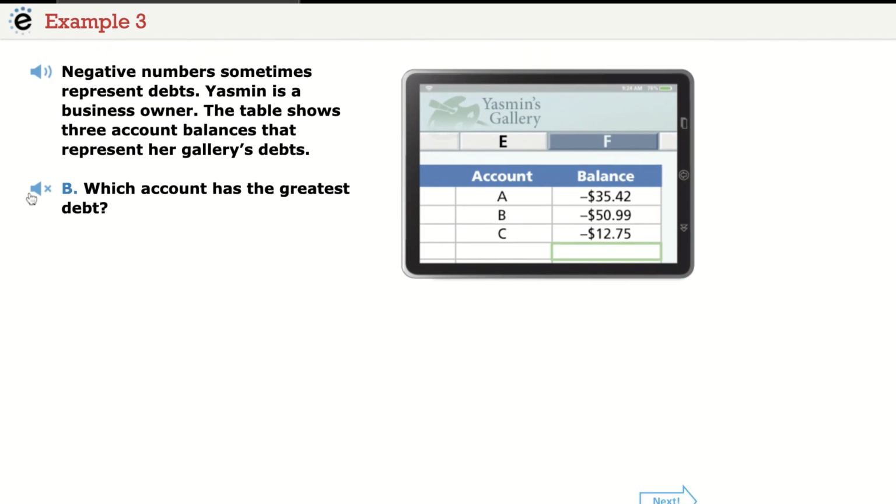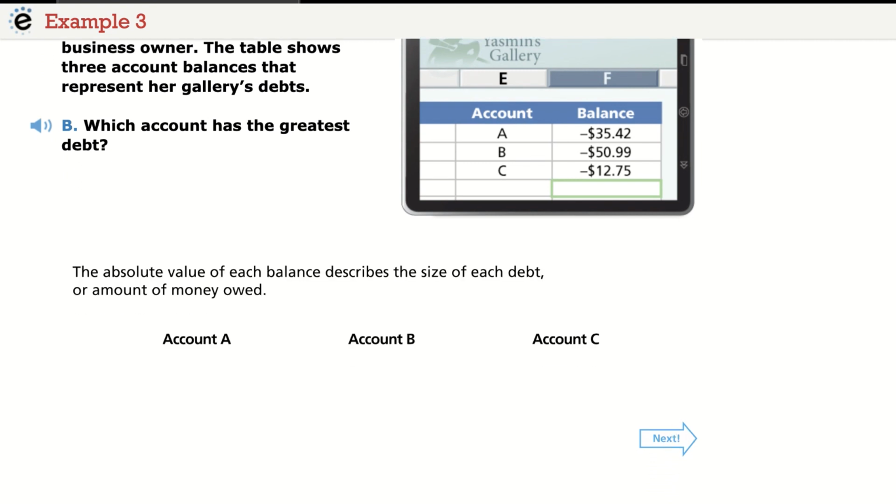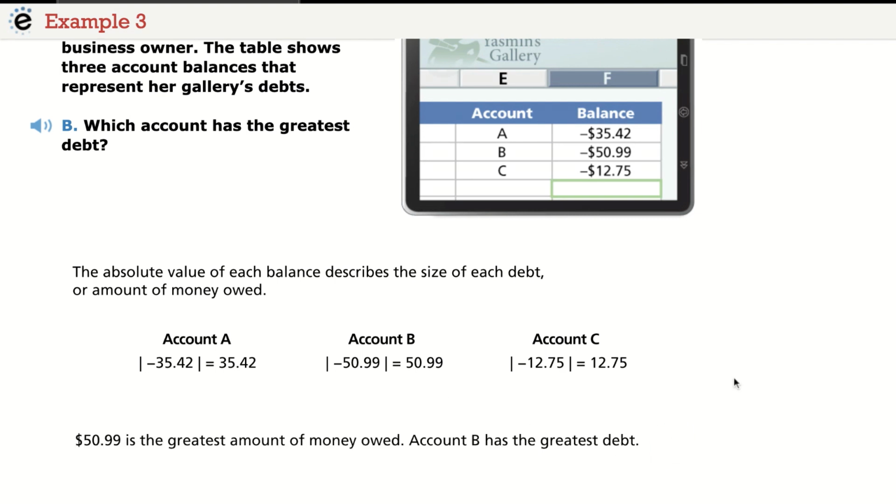Part B. Which account has the greatest debt? Okay, so which account has the greatest debt? Which one owes the most money? The absolute value of each balance describes the size of each debt, or the amount of money that is owed. So they show the absolute values of each account, each number that represents each account, and the one that's the biggest absolute value shows the most debt. $50.99 is the greatest amount of money owed. Account B has the greatest debt.